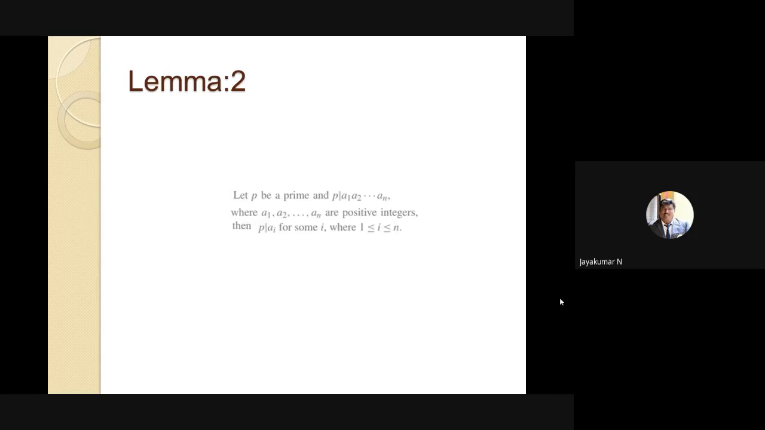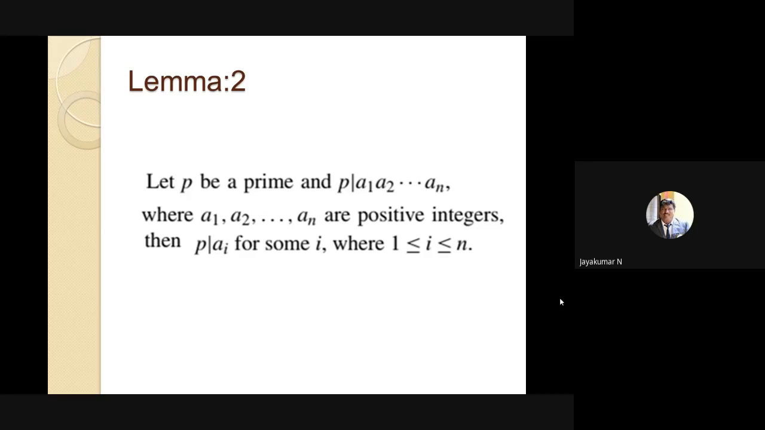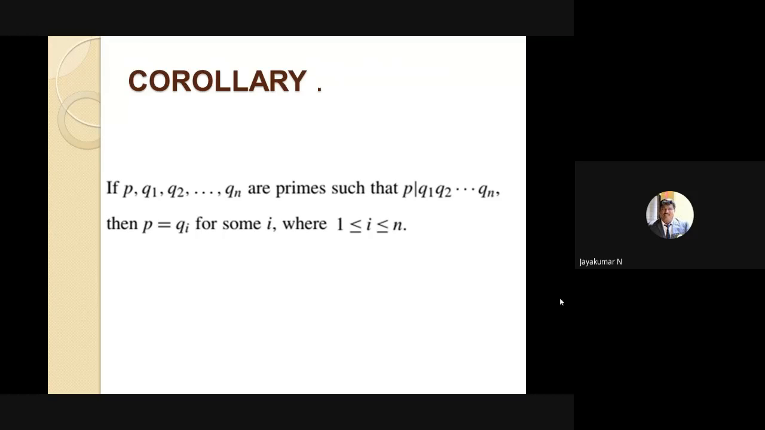Lemma 2: if the prime P divides the product of n positive integers, then the prime definitely divides at least one of the integers. In lemma 1 and lemma 2, a prime divides the product of integers. But lemma 3, that is the corollary, says: if P is a prime and Q1, Q2, up to Qn are all primes, and P divides the product of the n primes, then we conclude that P must be equal to one of the primes. This is the most important corollary.